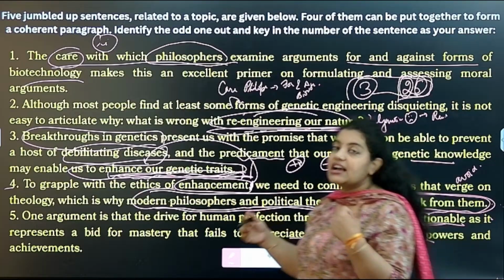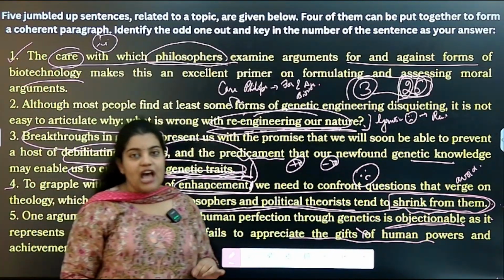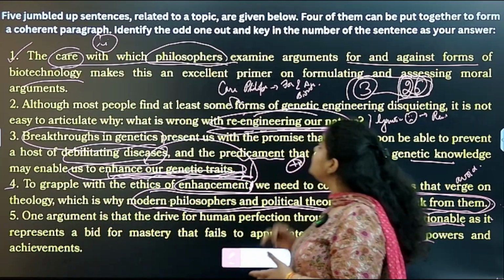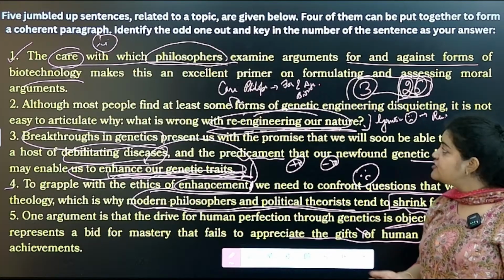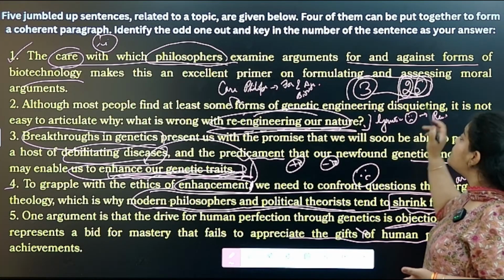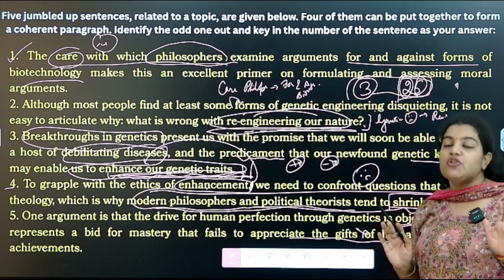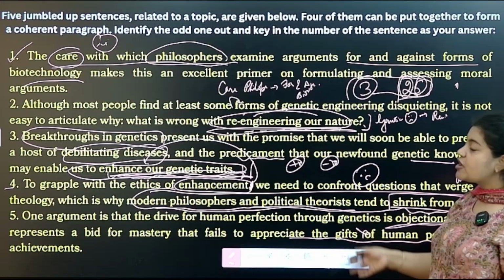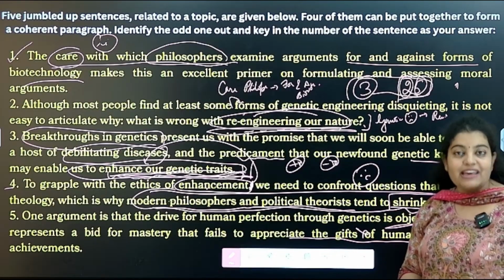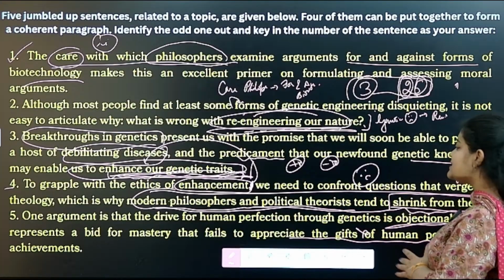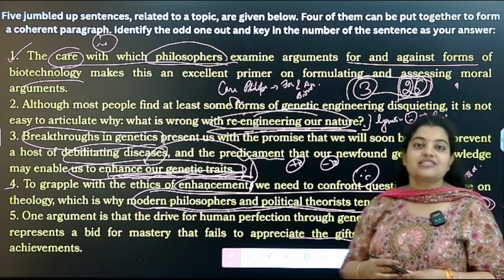Whereas the correct answer to this question is option number one, which is the odd one out, which says that the care with which philosophers examine arguments for and against forms of biotechnology makes this an excellent primer on formulating and assessing moral arguments. My sentence is not talking about it. My sentence is talking about enhancing our genetic traits and what the problems and debates are, and political theorists and philosophers are not happy with it. So that is the reason the first is the odd one out.